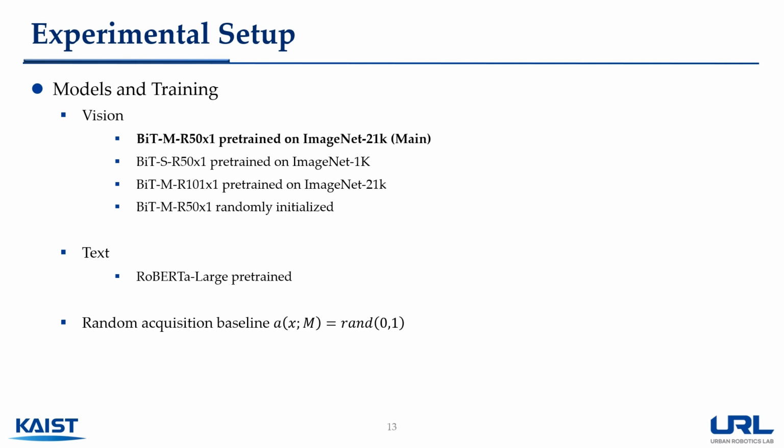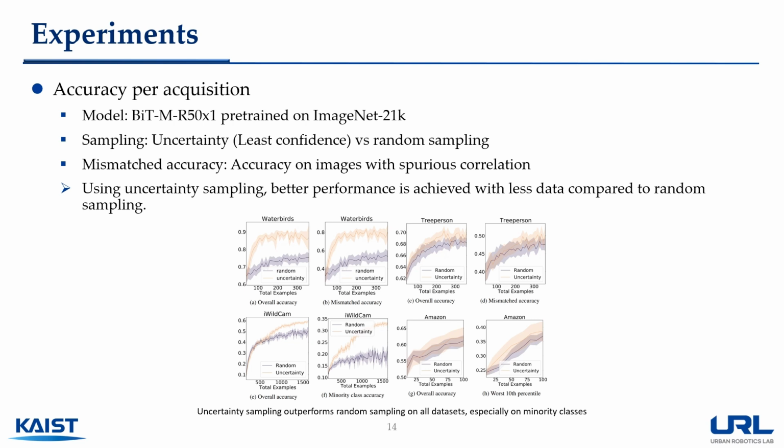This is the model and acquisition baseline. A ViT model is used for vision data, and RoBERTa is used for text data. And a random acquisition baseline, which is aimed at not using active learning, is used to compare performance. This is the result of accuracy per acquisition. You can see that using uncertainty sampling, better performance is achieved with less data compared to random sampling. You can see that the orange color means uncertainty. It shows better performance.